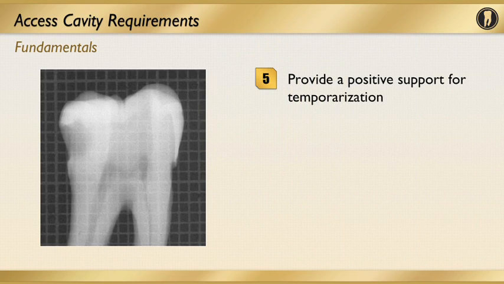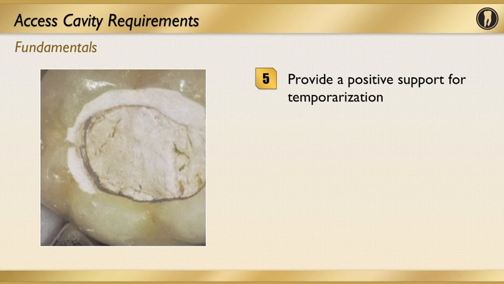The fifth fundamental: we must provide a positive support for temporization of the case after the process has been completed. Lack of this support will provide an opportunity for the interim restoration in the temporary material to actually collapse into the tooth. These implications can include anything from complete failure of the case to complete recontamination of the process that you spent so much time disinfecting, cleaning, and sealing. That is all to be lost through an inadequate support for temporization of your case.